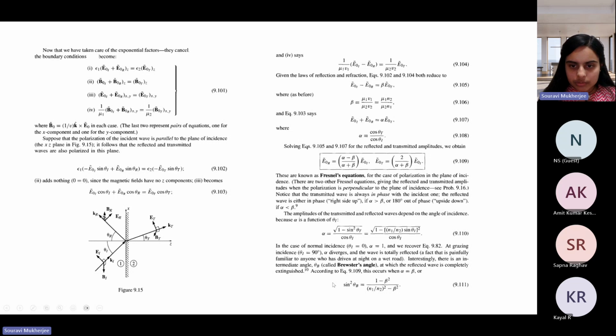Okay. Now, another interesting thing is that when alpha is equal to beta, this term goes away, right? So that is called the Brewster's angle. It's the angle where the reflected wave is completely extinguished. So from here, you can actually find the expression for the Brewster's angle.